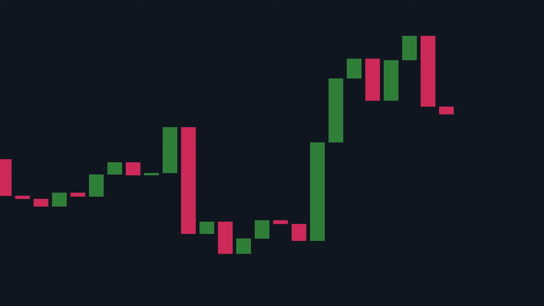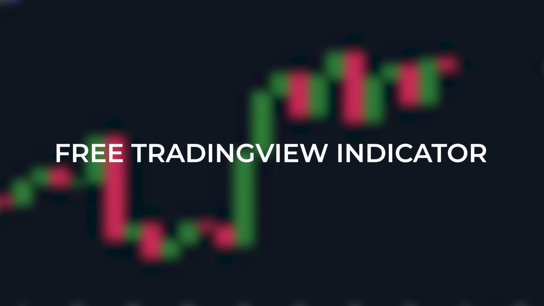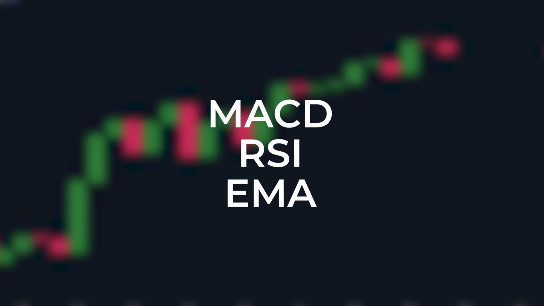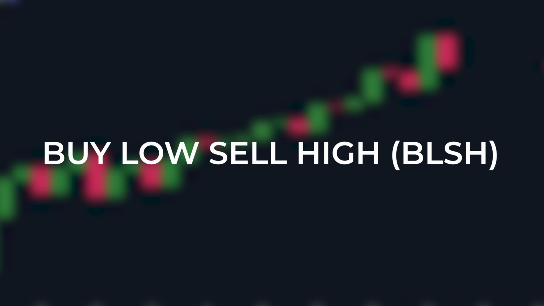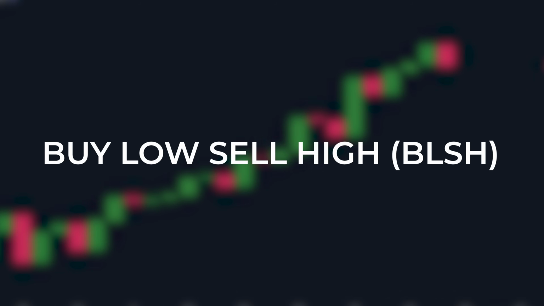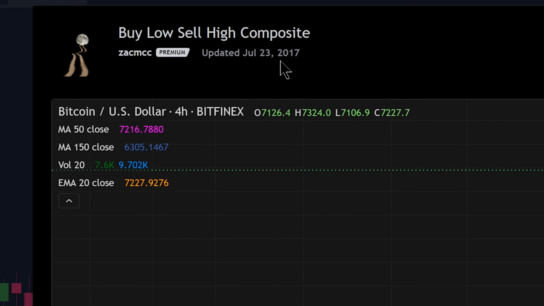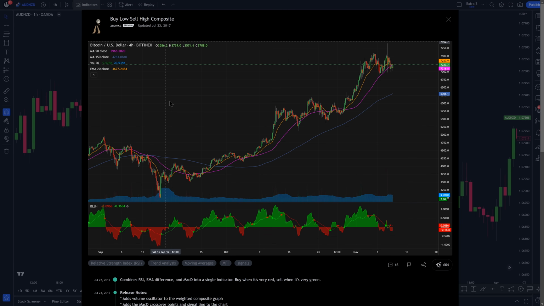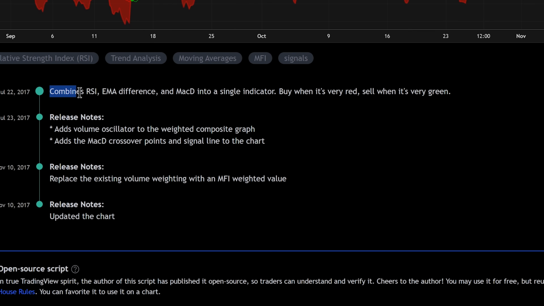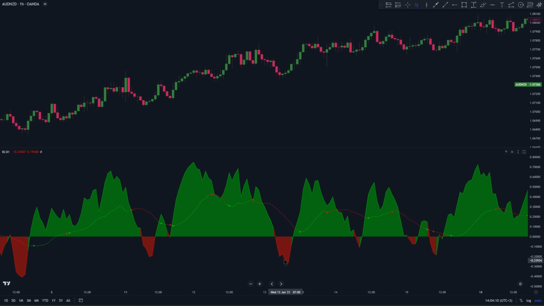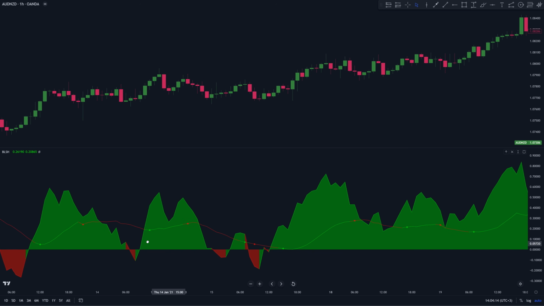Turns out there actually is a free Tradingview indicator that utilizes these three indicators. That indicator is called Buy Low, Sell High, or BLSH for short. This indicator was created by Zach MCC in July of 2017. As you can see here, its main purpose, as stated on their Tradingview page, is to combine the RSI, the EMA, and the MACD into a single indicator. This is how the indicator looks when added to the chart.